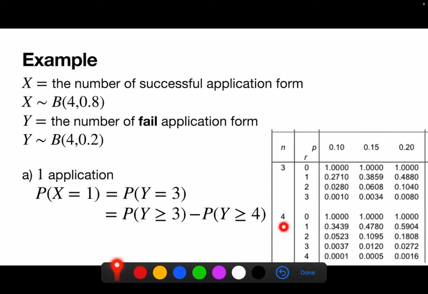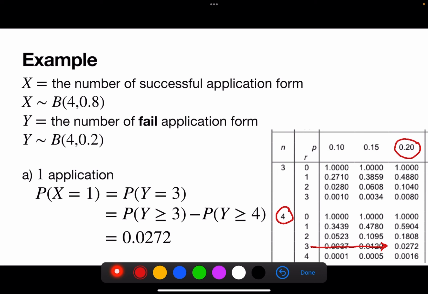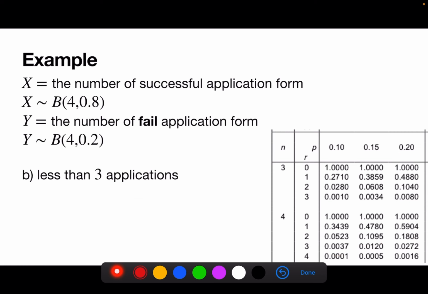So n is 4 here, p is 0.2, y greater than or equals to 3. This one, 0.0272. Probability of y greater than or equals to 4 is 0.016. So minus these two probabilities, we're going to get 0.0256.